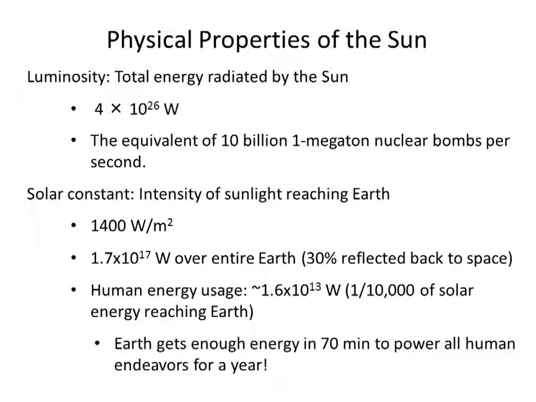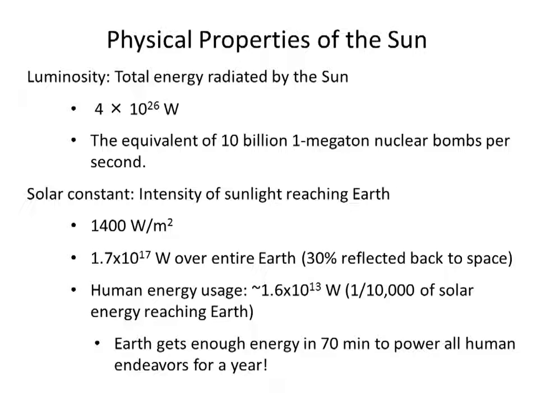The Sun's luminosity, its total energy, is 4 times 10 to the 26 watts. Again, that's another huge number compared with things like 100 watt, 150 watt light bulbs. And that's the equivalent of 10 billion nuclear bombs per second, far more than we have on the Earth. So a huge amount of energy coming out of the Sun every second.